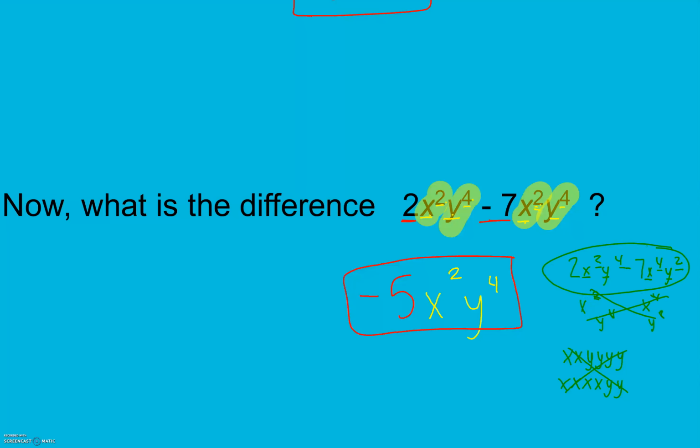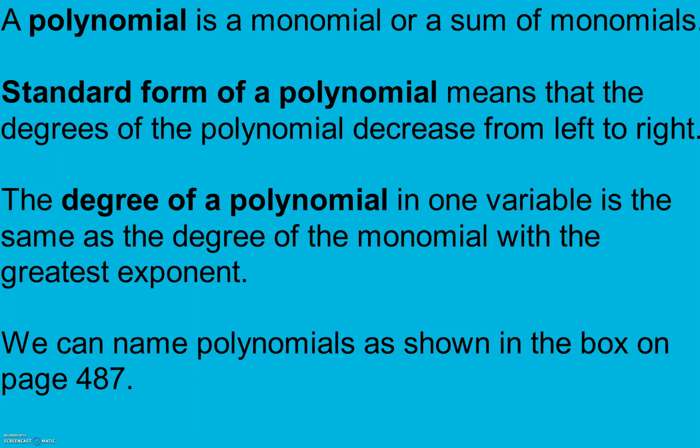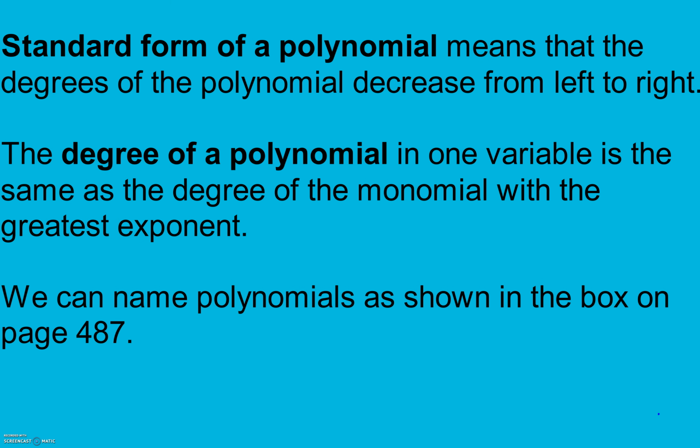A polynomial is a monomial or a sum of monomials. Poly means many, mono means one. So it can be just one thing or a sum of monomials, which means a sum of different terms, different things added together. Standard form of a polynomial means that the degree of the polynomial decreases from left to right. So it would be like x to the 5th, and then x to the 4th, and then x cubed, and each time our exponent gets smaller.